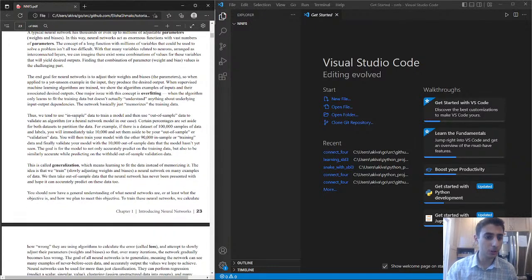Thus, we tend to use in-sample data to train a model and then use out-of-sample data to validate an algorithm. Certain percentages are set aside for both data sets. Okay, very good, I'll explain this entire paragraph. When we're training the thing, we have a ton of images to train it on, and then separately, we have a bunch of brand new images to test it on.